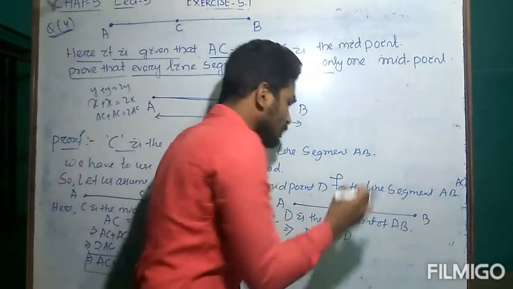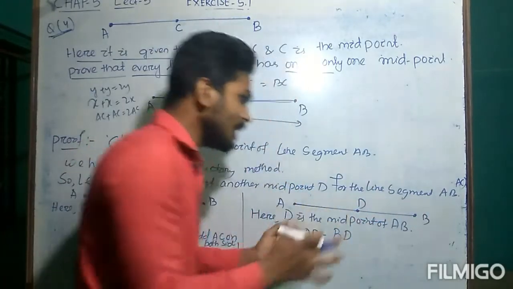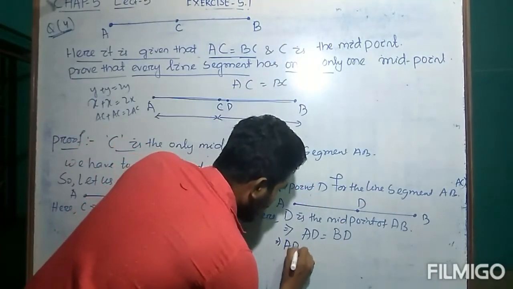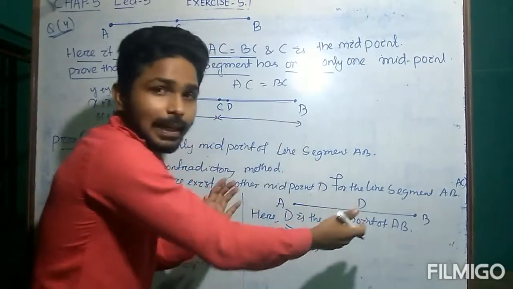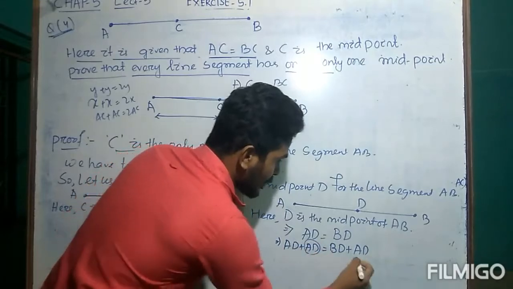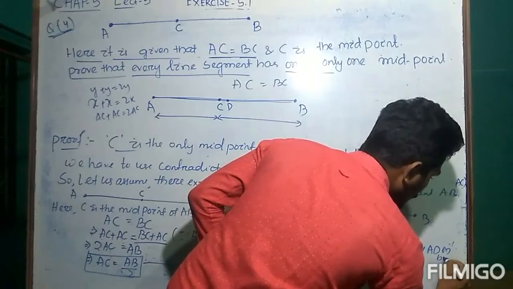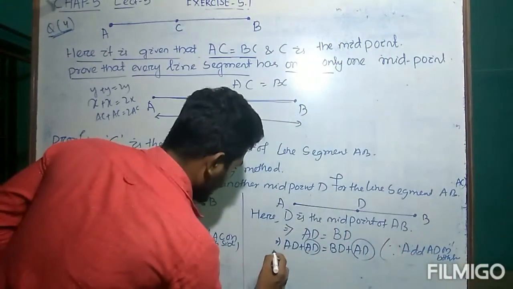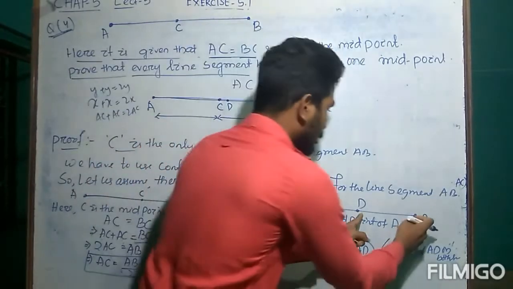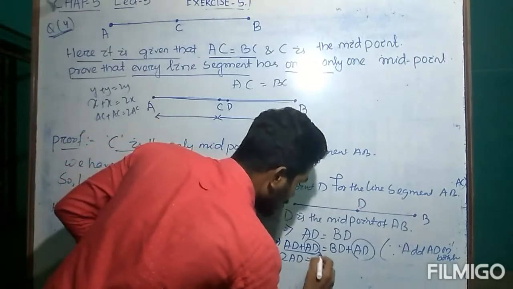Similarly, as you have assumed that D is another midpoint of AB, it means AD is equal to BD. Now add AD on both sides. So write the reason: add AD on both sides. Next, AD plus AD is 2AD is equal to BD plus AD. BD plus AD is the total length, the total line segment AB.